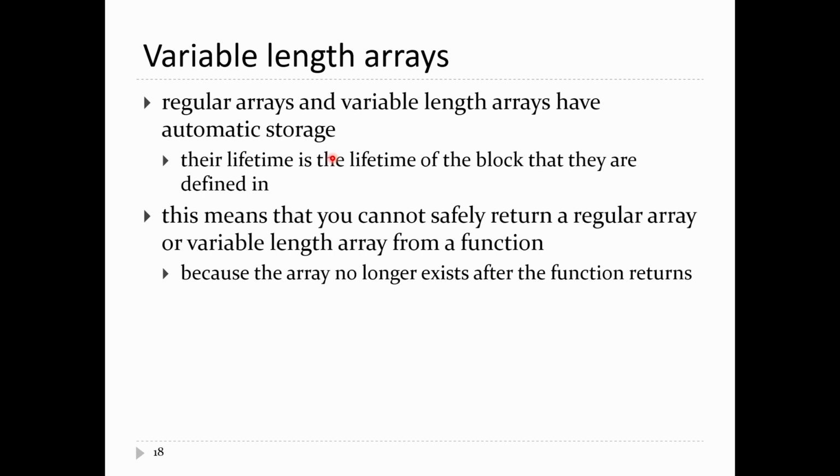So remember what automatic storage means. If you have an object who has automatic storage, that means its lifetime is the block in which it's defined in. So if I make a function and I make an array inside that function, a regular array or a variable length array, then the lifetime of that array is the lifetime of that function. In other words, the array gets created as the function runs. When the function stops running, the array goes away. That means, if you want to return an array from a function, you can't use a variable length array or a regular array, because that array no longer exists after the function returns.